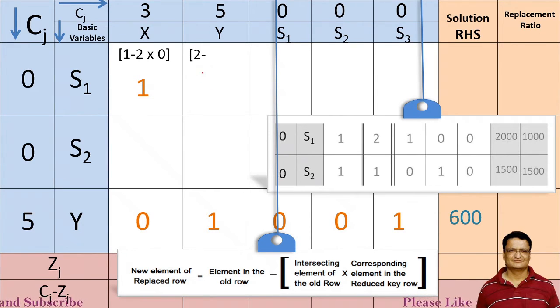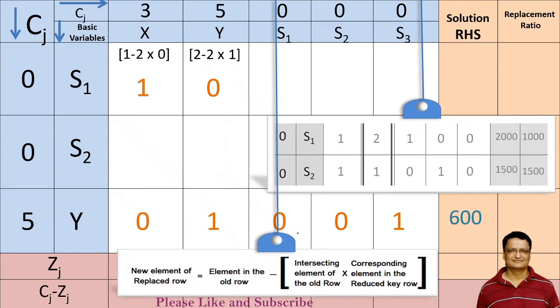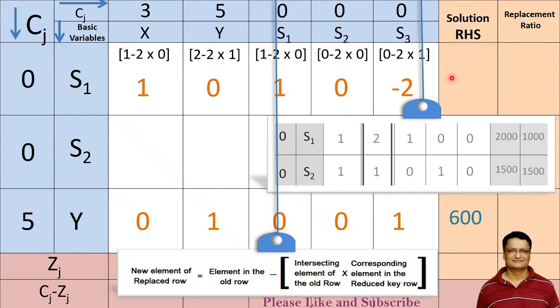So this 2 is from the previous table, the element in the old row minus again the same intersecting element, and this one is from this particular row that we have just evaluated, and that answer is 0. Similarly, we can go for the remaining things. Let us see this procedure for this last element also.